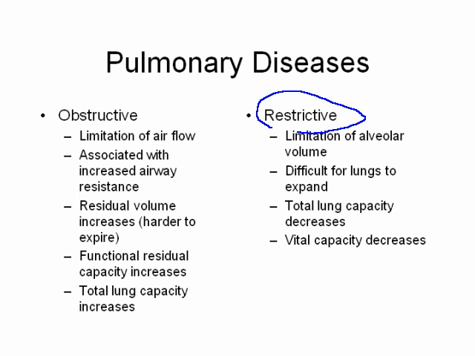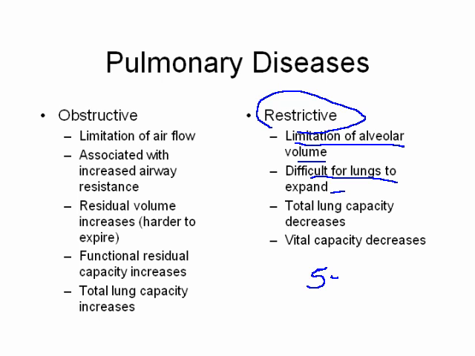Restrictive diseases are when there's a limitation on alveolar volume. That is, it's difficult to expand the lungs. And this is due to the fact that the lung has low compliance, whether it's because of a large amount of scar tissue or other types of problems.